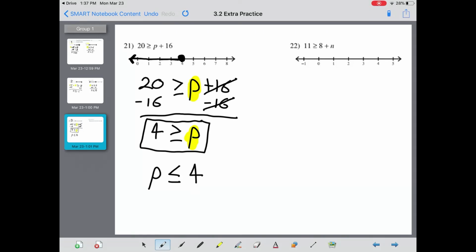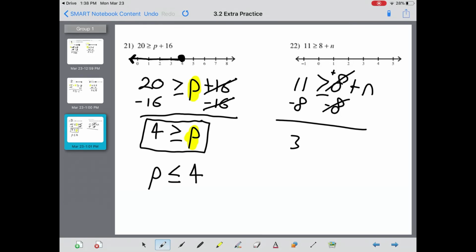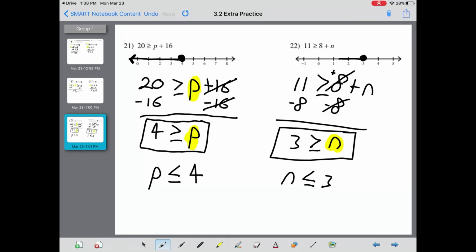We're going to follow that process for number 22. 11 is greater than or equal to 8 plus n. Now, this 8 is positive, so we're going to subtract it from both sides to isolate n. 11 minus 8 is 3, which is greater than or equal to n. Again, that value is on the right-hand side, so we're going to flip the entire inequality over. n is less than or equal to 3. Closed circle on 3. The values less than 3 are to the left.